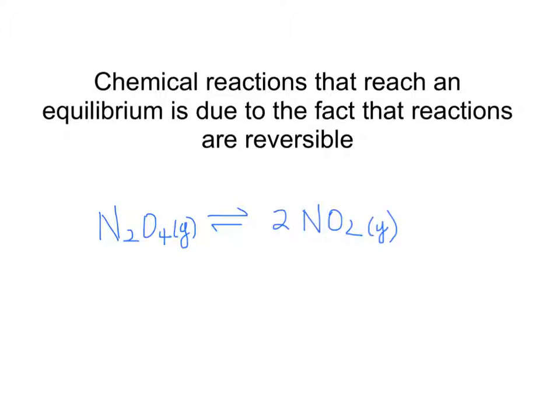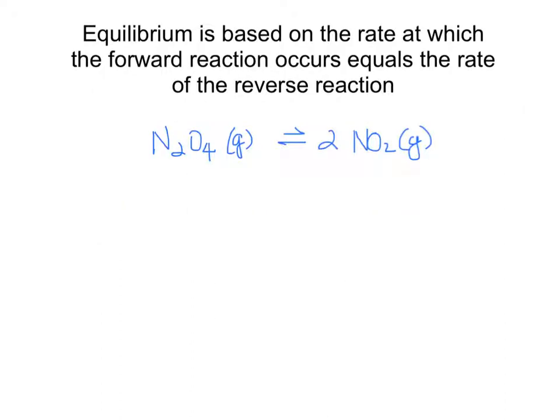This video is an introduction to chemical equilibrium. Equilibrium mixtures result because reactions don't always go only forward, they can go backwards as well. Equilibrium is based on the rate at which a forward reaction occurs equals the rate of the reverse reaction.